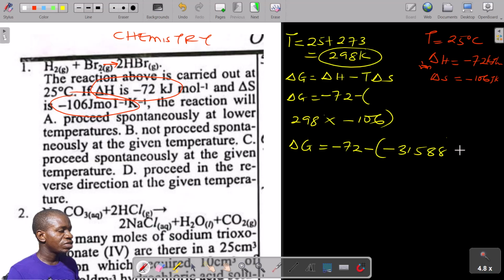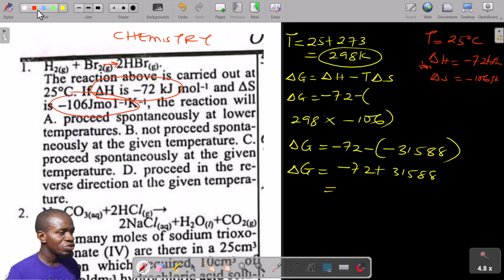So that is exactly what I'm going to have. What is my delta G? My delta G equals minus 72, minus will give me plus 31588. So when I say minus 72, oh, I am making a particular mistake. What mistake am I making in this calculation? The value for delta H says minus 72 kilojoules.